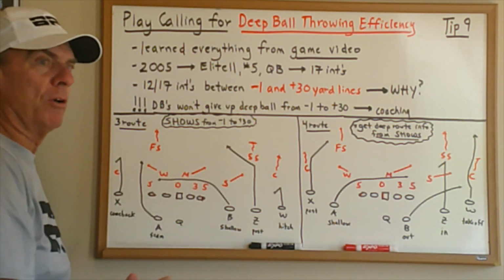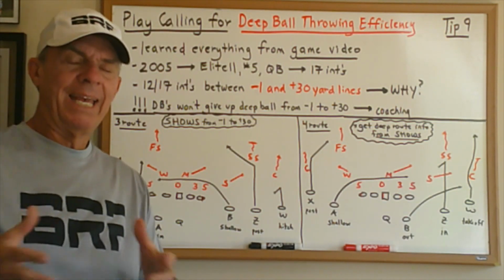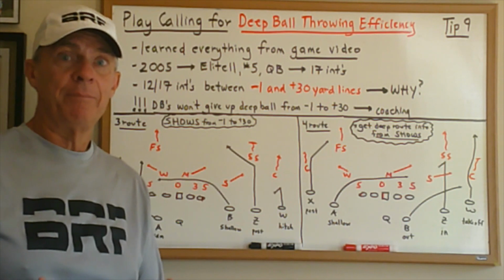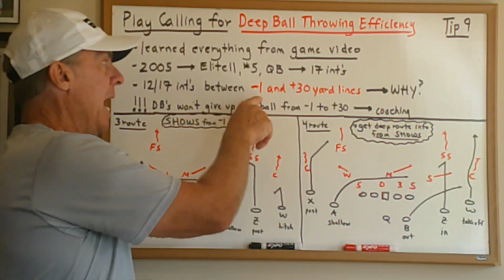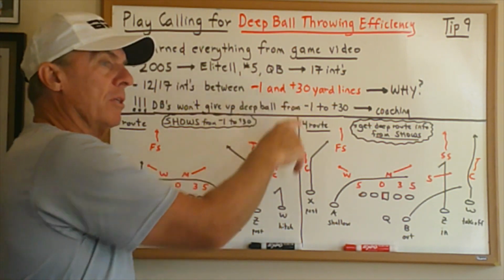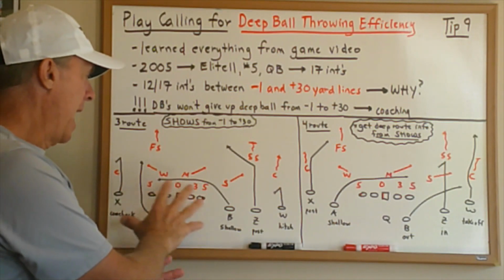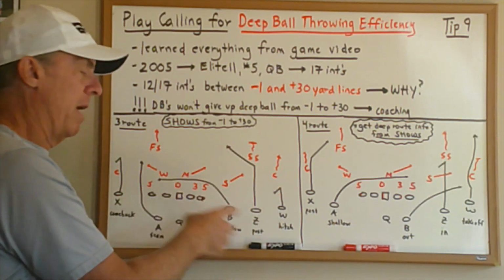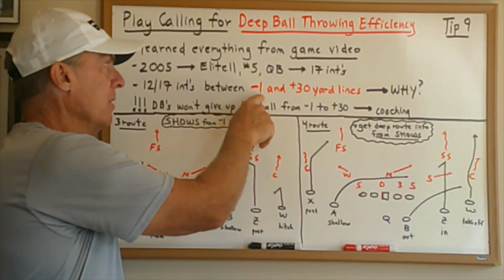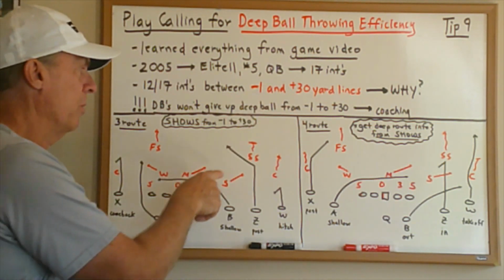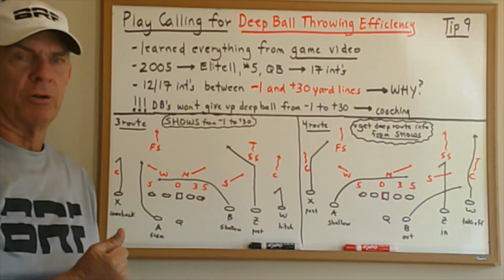So we have deep balls built in. But the thing that we want to do is gather information on the deep ball throws as to how the secondary is going to play those deep balls as we go from the -1 to the +30. So what I would do is have the quarterback throw these short routes, mix in some good runs between the -1 and the +30, and then we would watch to see how the secondary would play these deep ball throws.